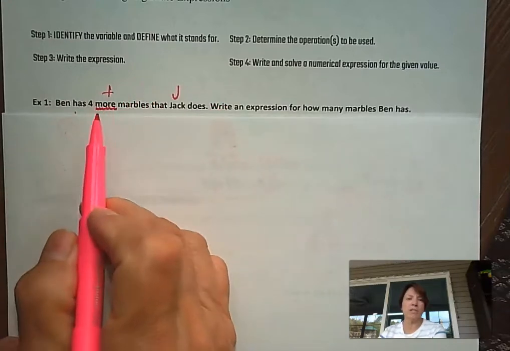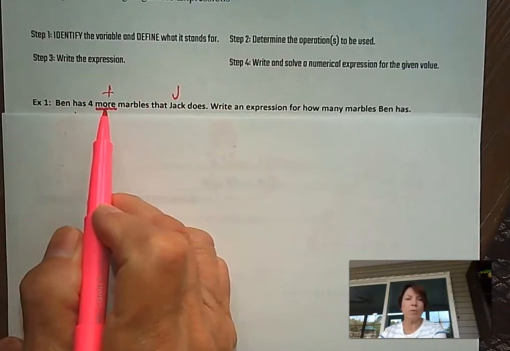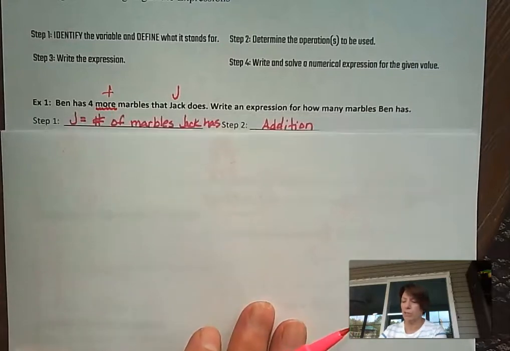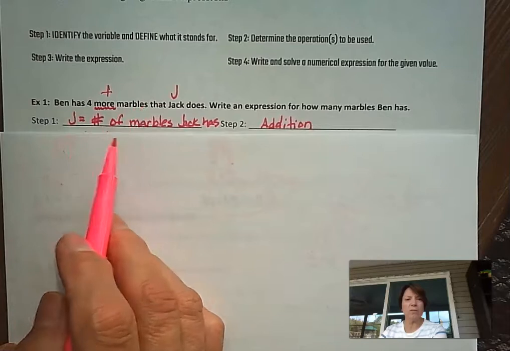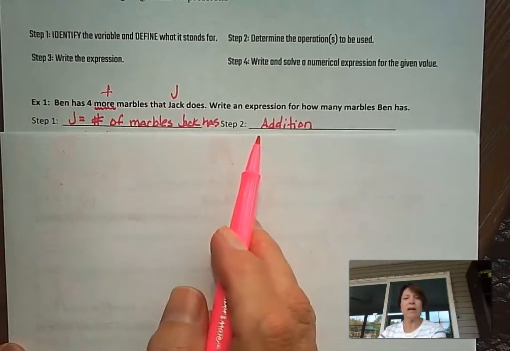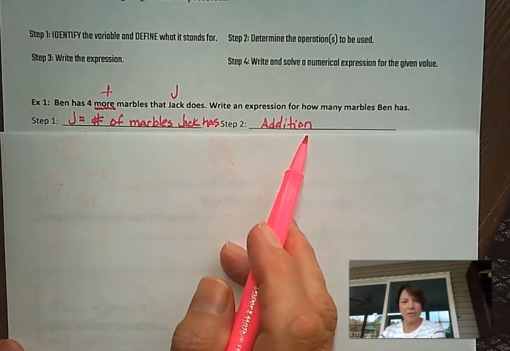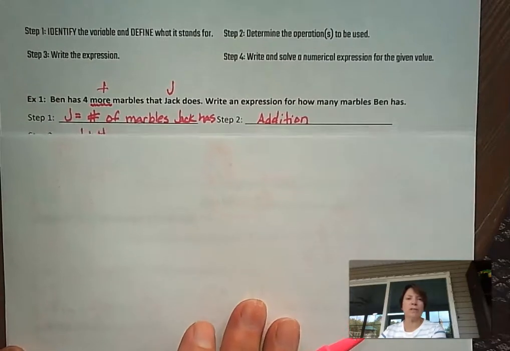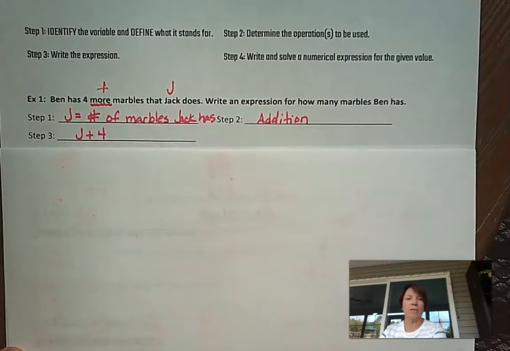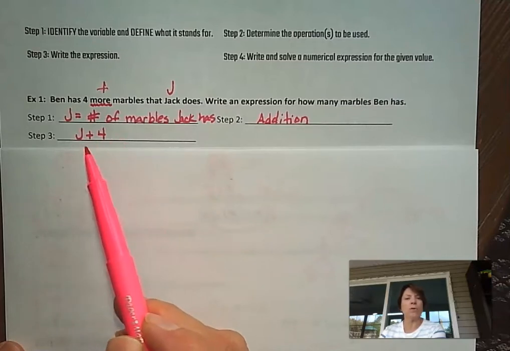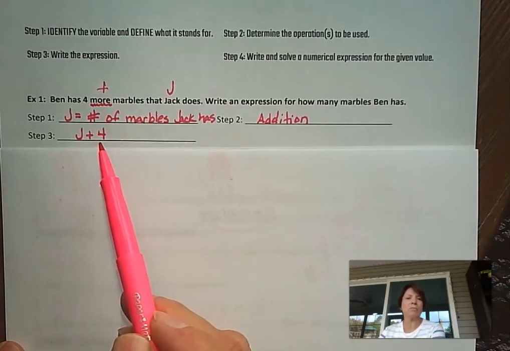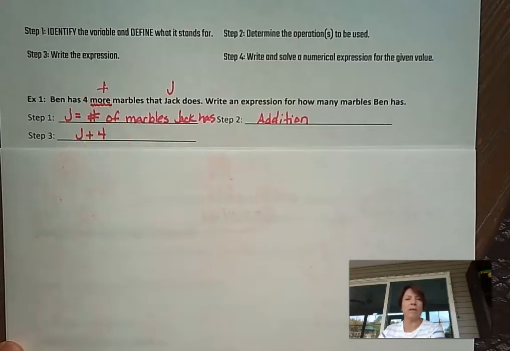So my operation then, my second step, more, is going to be plus or addition. So I know that for step 1, J is going to be the number of marbles that Jack has. I'm going to have to add in something to figure out Ben's marbles. And so you probably are way ahead of me already and know that my expression then is going to be J plus 4, the number of marbles that Jack has, plus 4 more to find out how many Ben has.